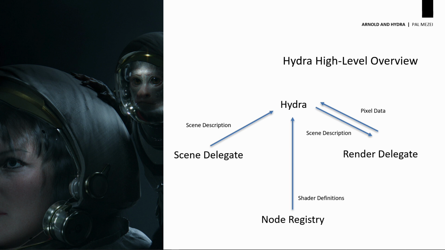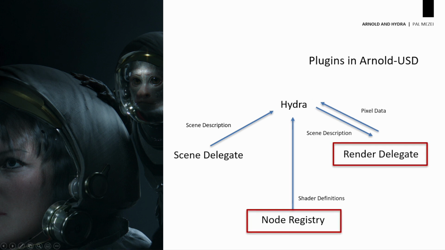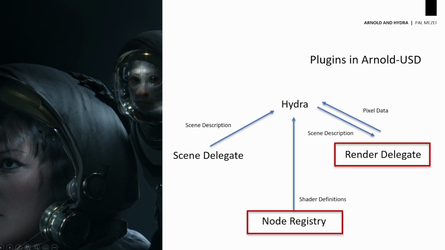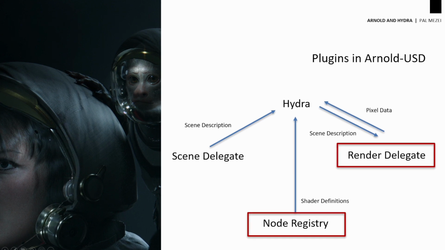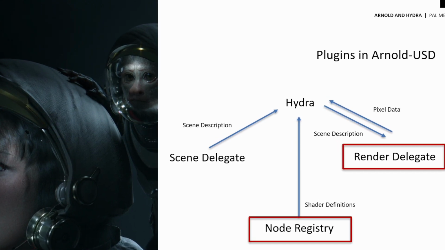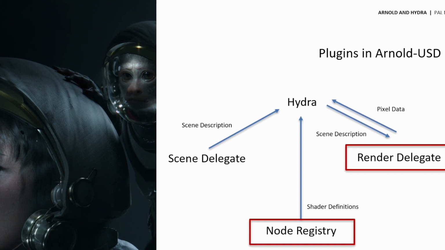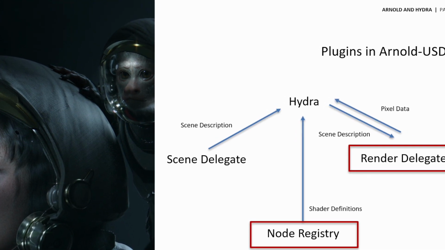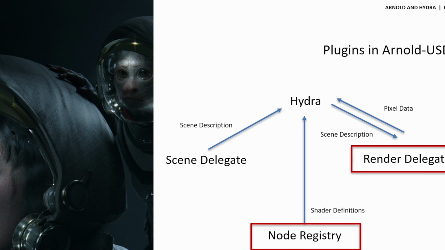There are some other tools used to make this possible, for example, the node registry, which tells Hydra what shaders are available. We provide a render delegate and a node registry plugin in Arnold USD. The render delegate is using the Arnold core to render the Hydra scene description and return the AOVs requested. The node registry plugin generates a set of shader definitions, each representing an Arnold shader, containing the default parameter values and metadata.